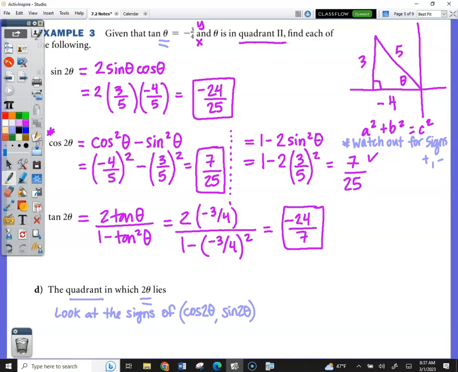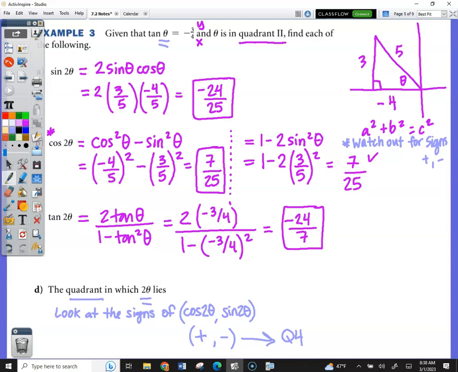Look at the signs of the cosine double angle and the sine double angle. There's a reason I wrote it like this, because I wanted you to think of it as a coordinate point. So the cosine double angle, which is right here, what was the sign of it? It's positive. The sine double angle was negative. Okay, so what quadrant is positive then negative? It's 4. Right? Go right and then down. That's quadrant 4. Someone draw an arrow and say this is quadrant 4. You can write Q4 or you could write the Roman numerals. It's up to you.